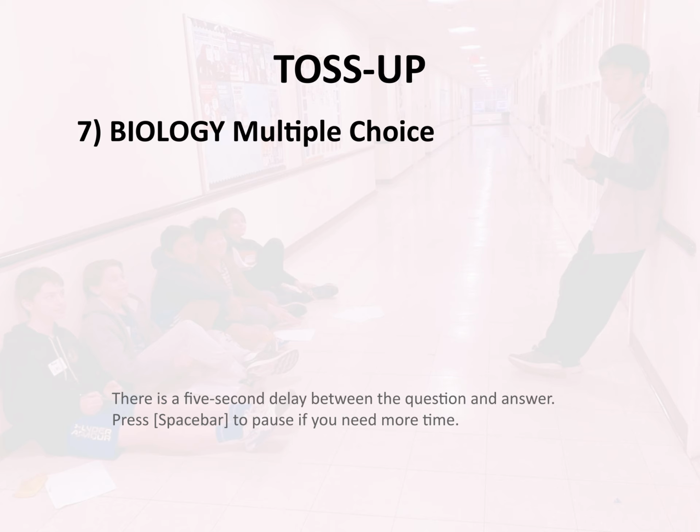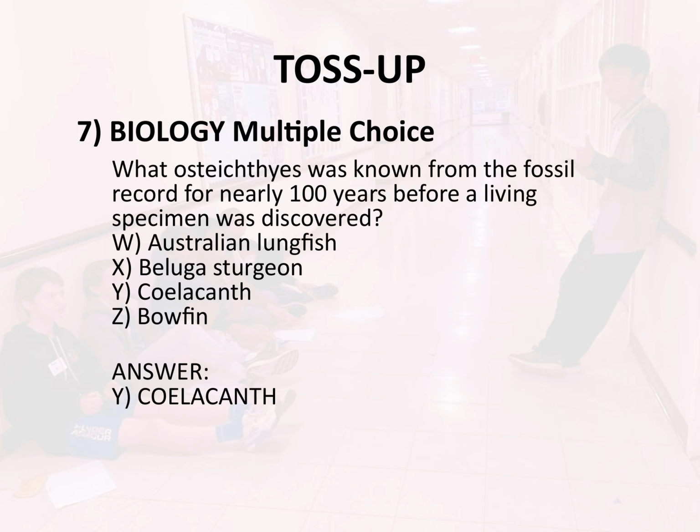Toss-up 7. Biology. Multiple choice. What osteichthyes was known from the fossil record for nearly 100 years before a living specimen was discovered? W. Australian lungfish. X. Beluga sturgeon. Y. Coelacanth. Z. Bowfin. Answer. Y. Coelacanth.